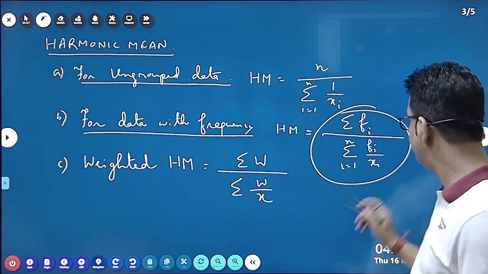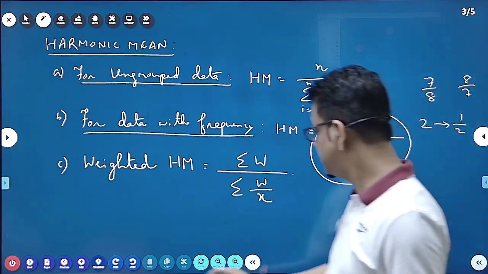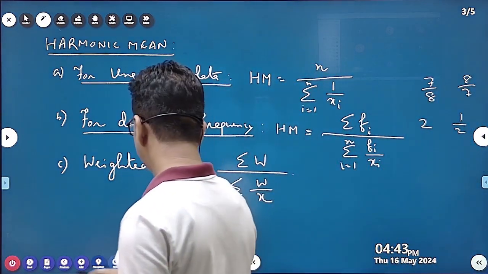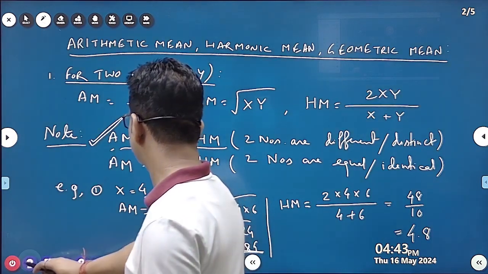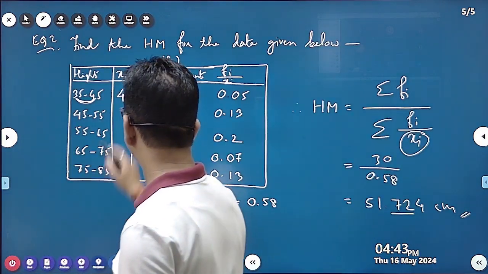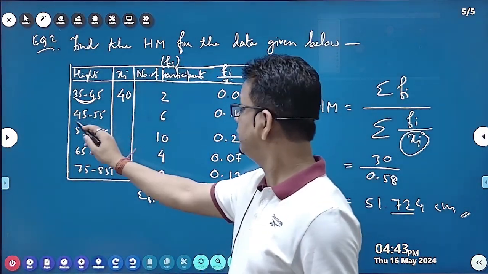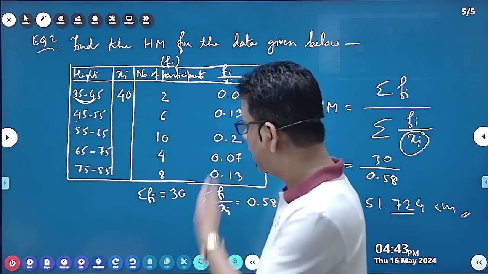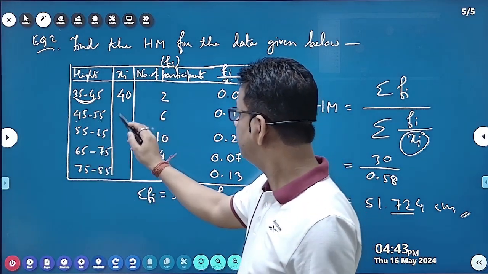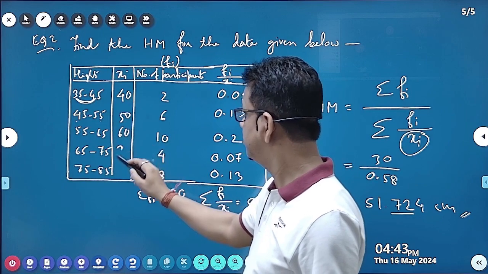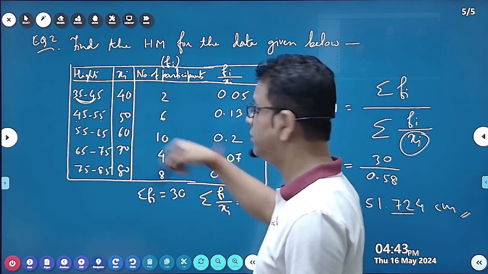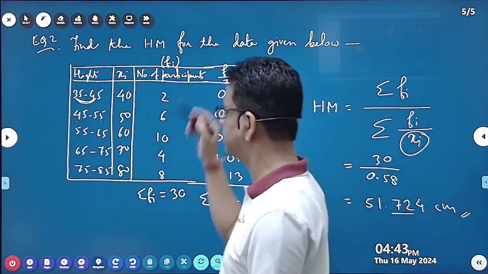And only the problem is there are no XI. Since there are no XI, that should not create any problem with our solutions, because you can find the XI. So like 45 plus 55, that will be 100, am I correct? So 100 by 2 will be 50, this will be 60, this will be 70, and so on. You can go by the solution the way you have done just now.